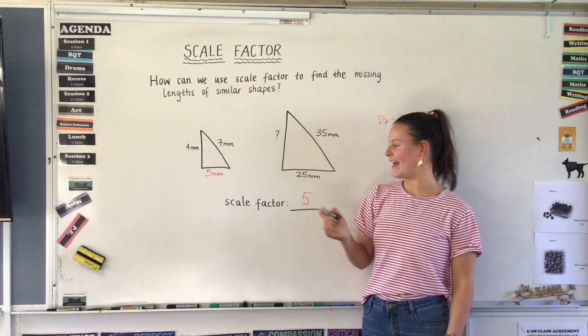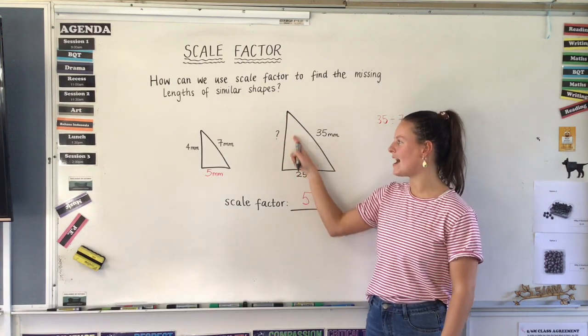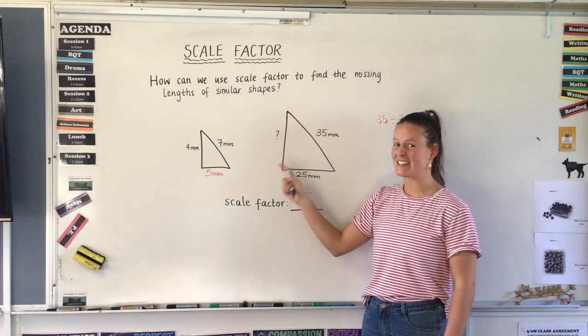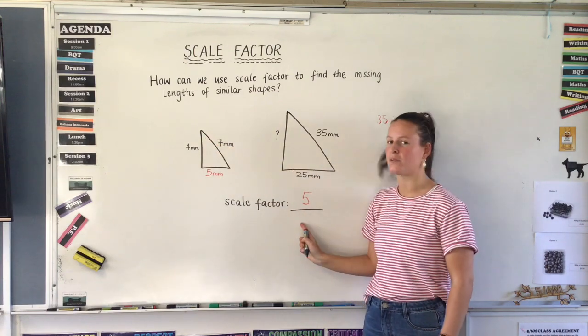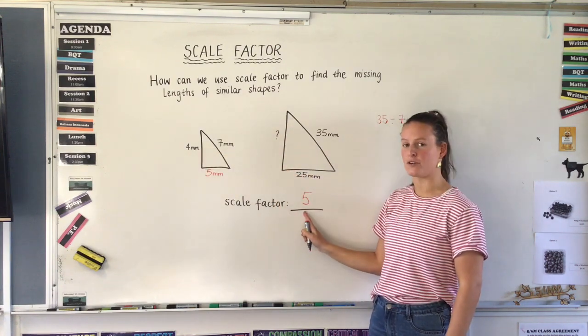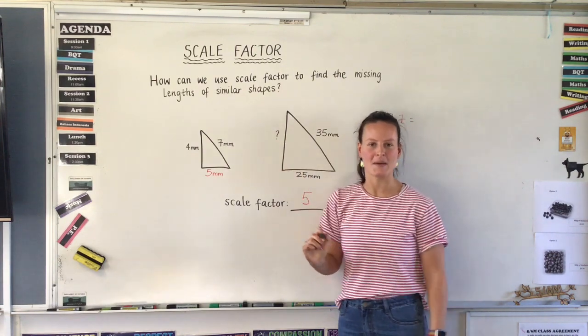I can then use my scale factor to work out what this missing length equals. So this line matches up beautifully with my 4 millimetres over here. And because this is getting bigger, I know I need to multiply by my scale factor. So 4 multiplied by a scale factor of 5 equals 20. So my missing length here is 20 millimetres.